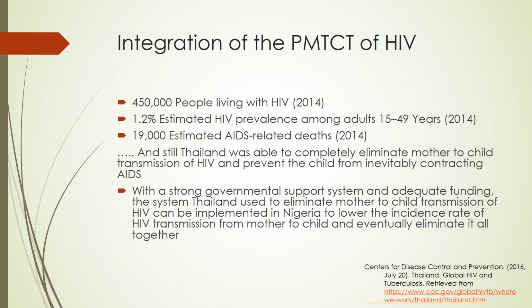With a strong governmental support system and adequate funding, the system Thailand used to eliminate mother-to-child transmission of HIV can be implemented in Nigeria to lower the incidence rate of HIV transmission from mother to child and eventually eliminate it altogether.